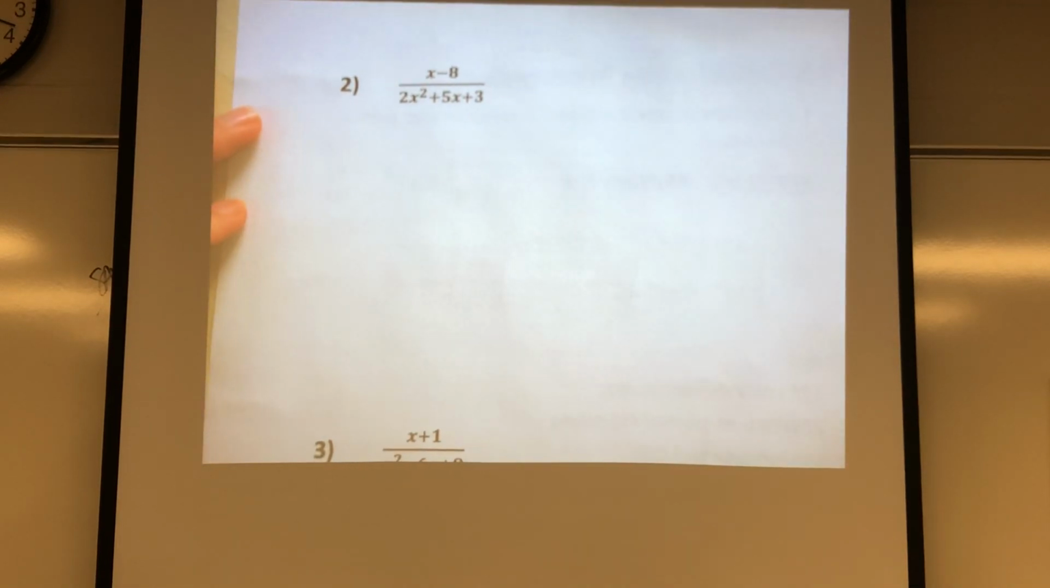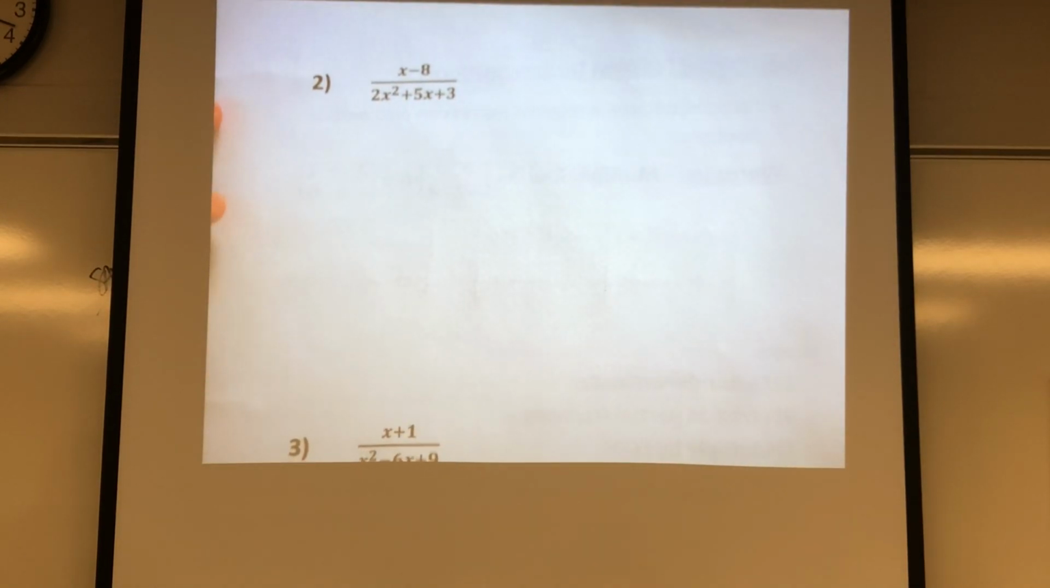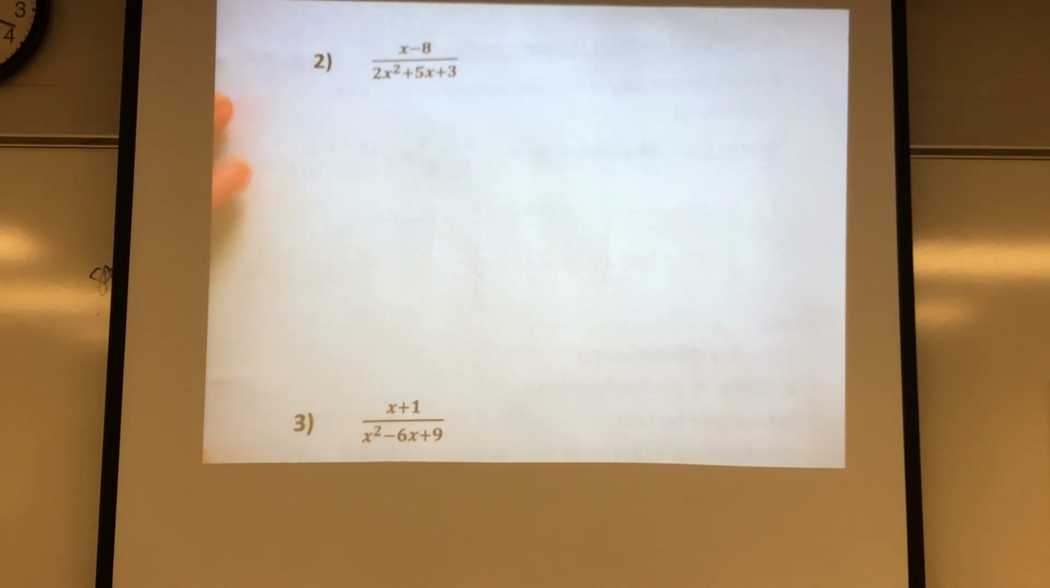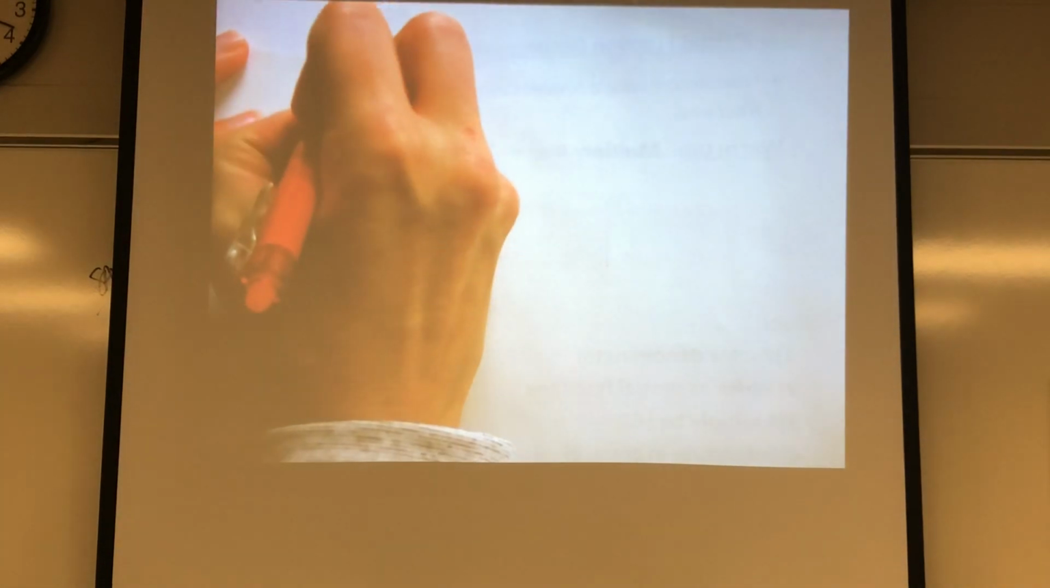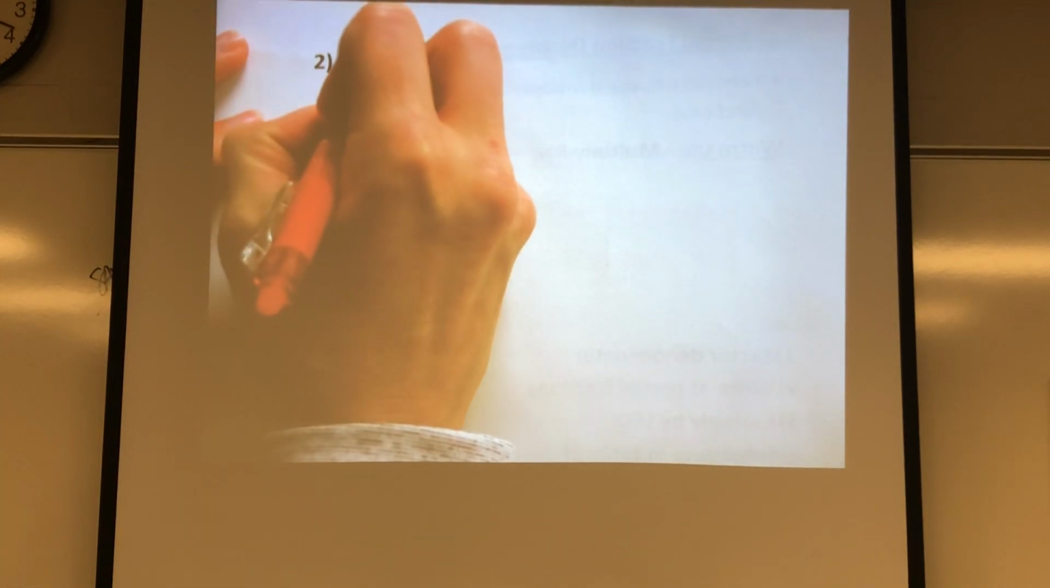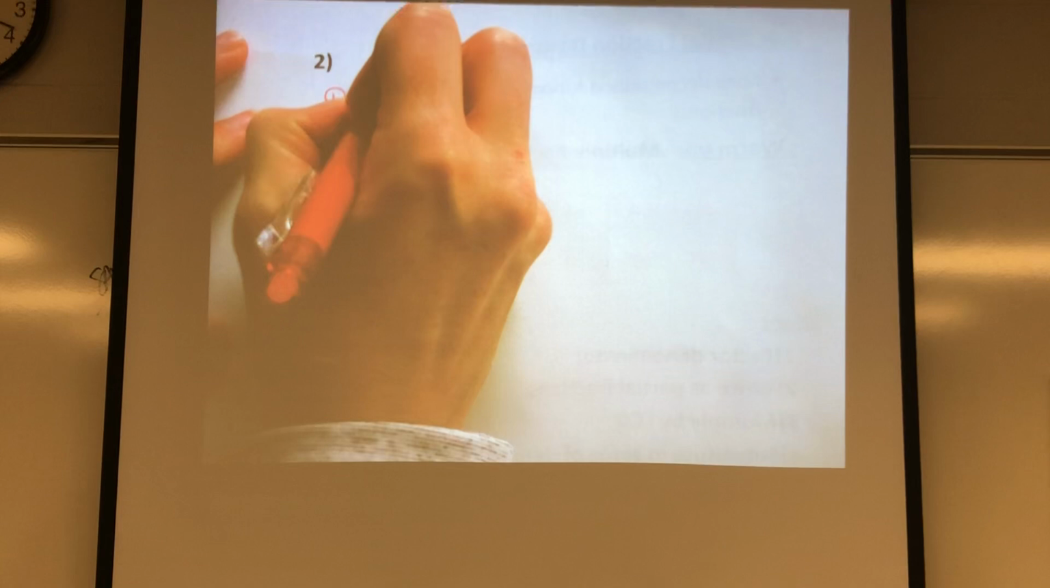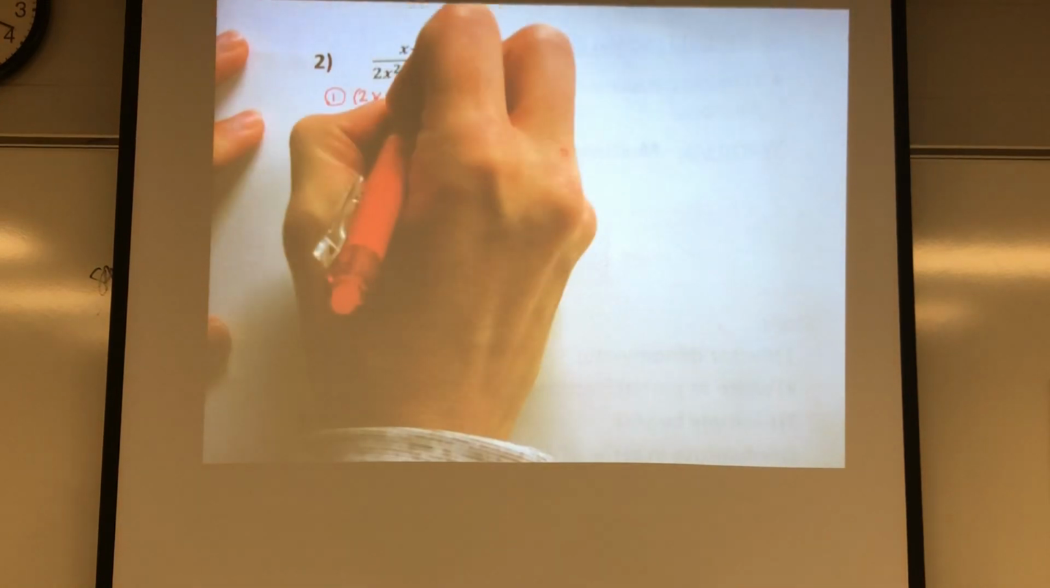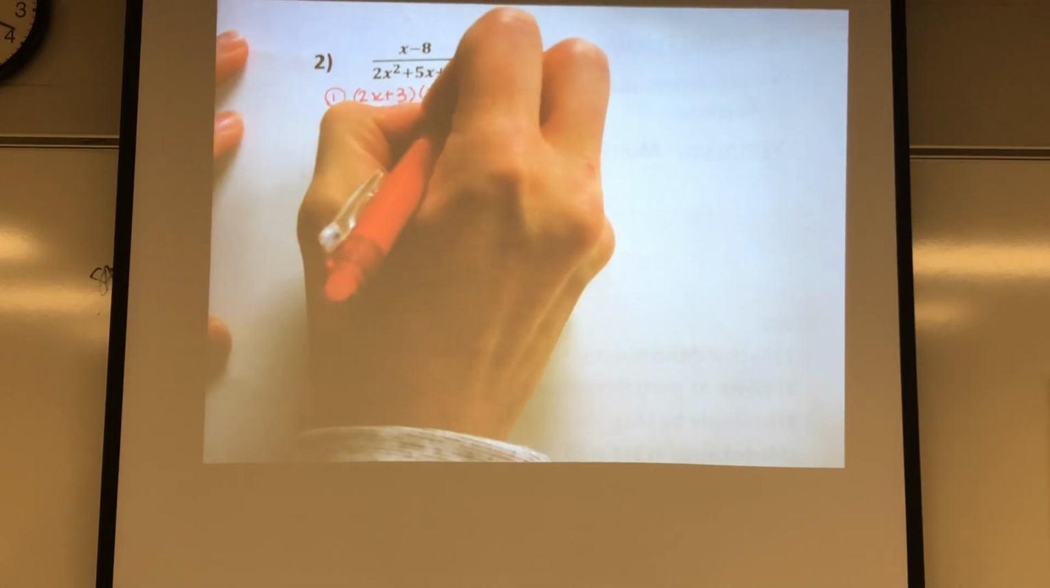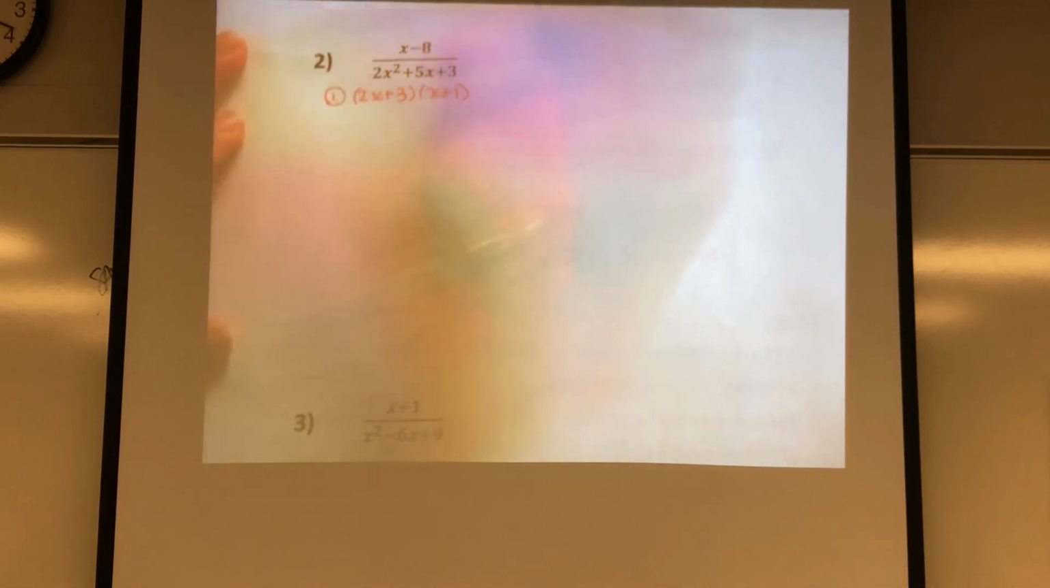So start with step 1 of factoring the denominator. Push pause here in a second and see how many of the steps you can complete before you come back and check and see how you're doing. But start by factoring that denominator. Hopefully that first step of factoring, you got 2x plus 3 times x plus 1. You would have had to split the middle to do that.